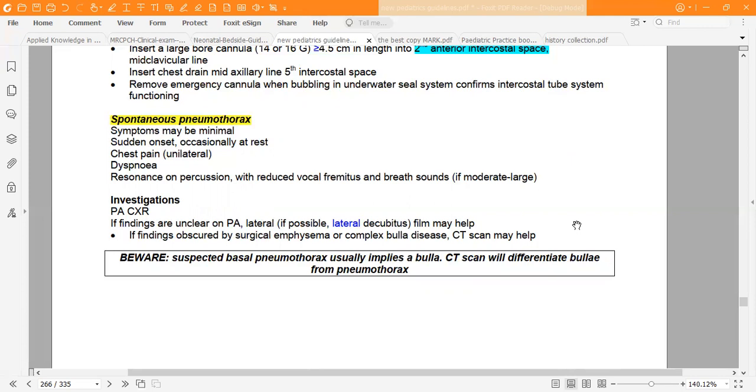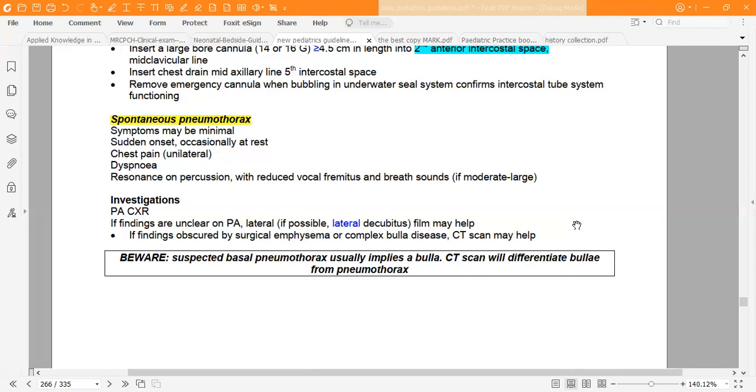So if there was surgical emphysema or there are multiple bullae hiding your finding, in this situation you will order CT after consultation. Be aware, suspected basal pneumothorax usually implies a bulla. CT scan will differentiate bulla from pneumothorax.